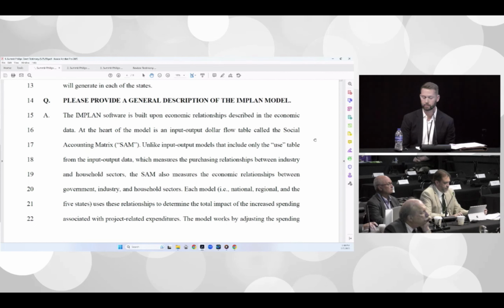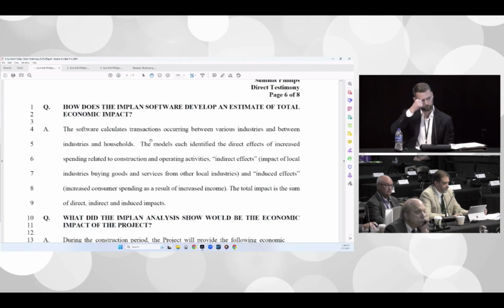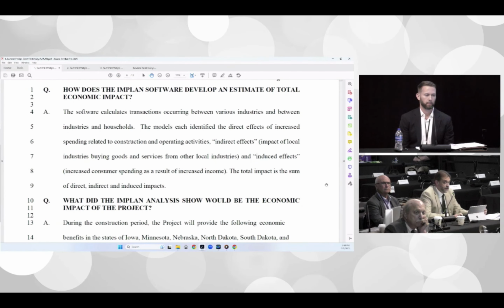In your direct testimony at page 6, starting at line 1, you talk about indirect and induced effects, and I believe you already defined those for Mr. Taylor. Do you recall that? Yes. How much of the total impact of this project is attributable to indirect effects?